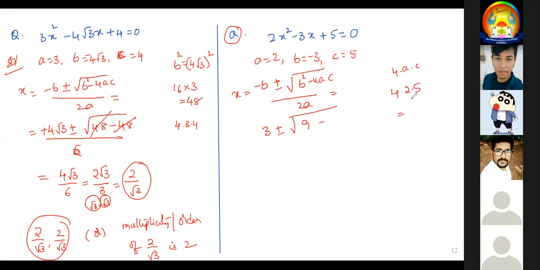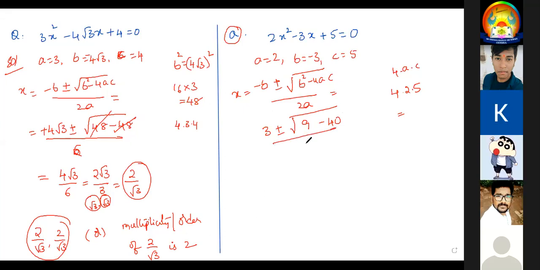4 into 4 into 5, 40, sir. 40. Here, minus b, b is minus 3, so minus of minus 3 is plus 3. Yes, sir. The formula has minus b, and b is equal to minus 3. Below will be 4. Yes, sir. Clear.